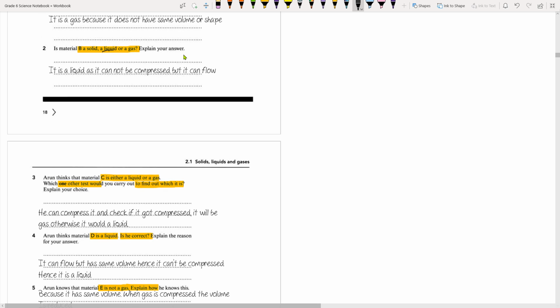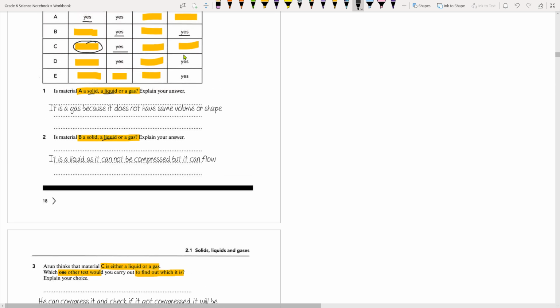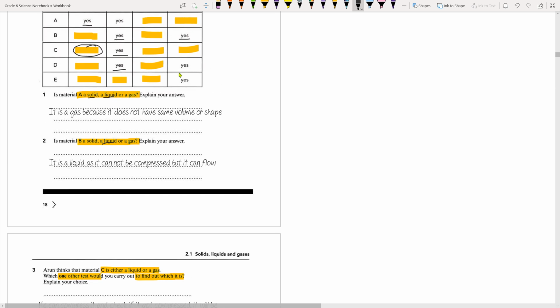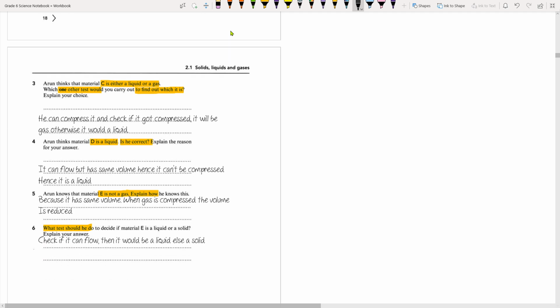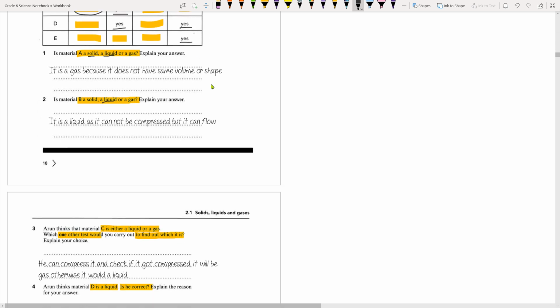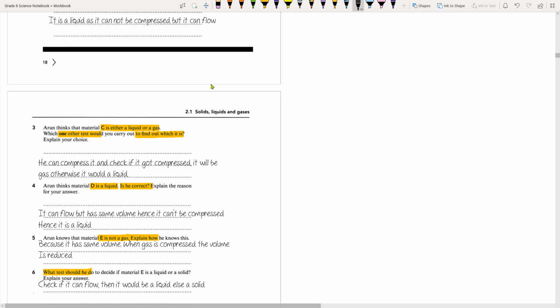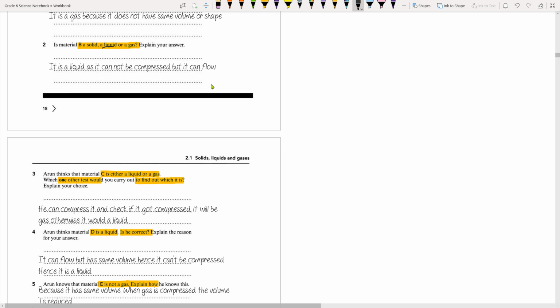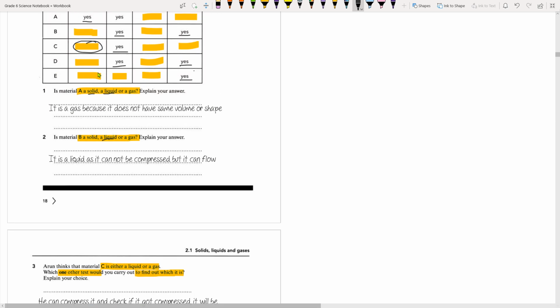Now D is a liquid. Is he correct? If you look at D, it does flow, but it has a fixed volume, so that means it is a liquid. Okay. E is not a gas. Explain how. Now he says E is not a gas. It's because the volume remains the same, and gases can be compressed, so their volume can be changed. What test would he do to decide if E is a solid or a liquid? He can again do the compression test and see, because liquids cannot be compressed.